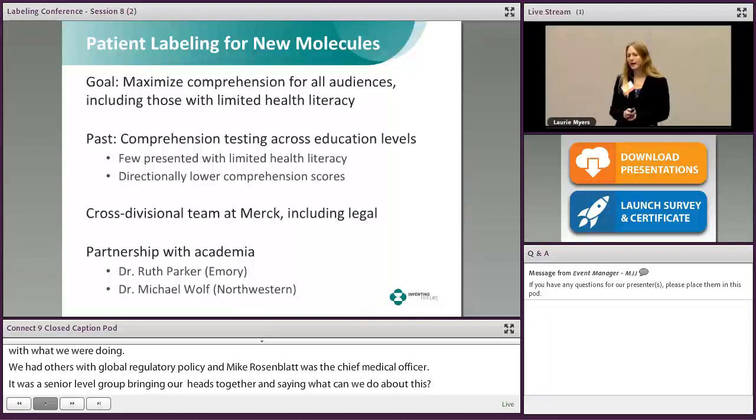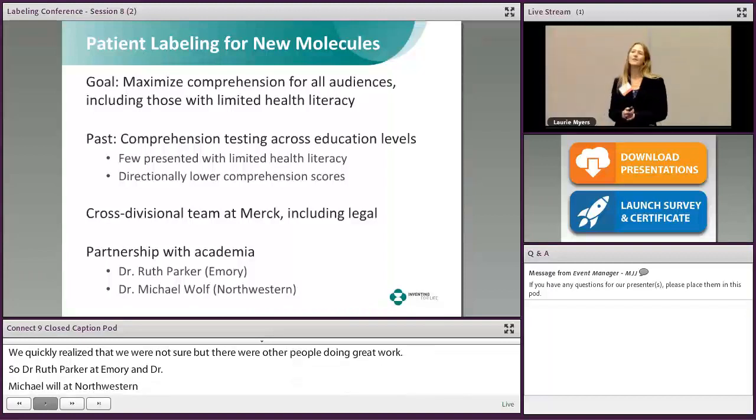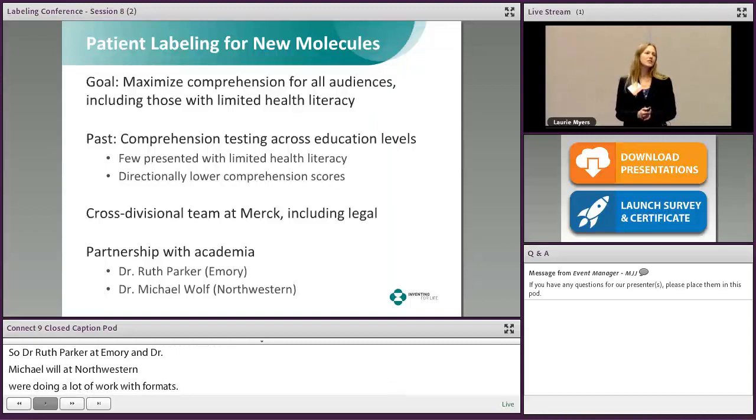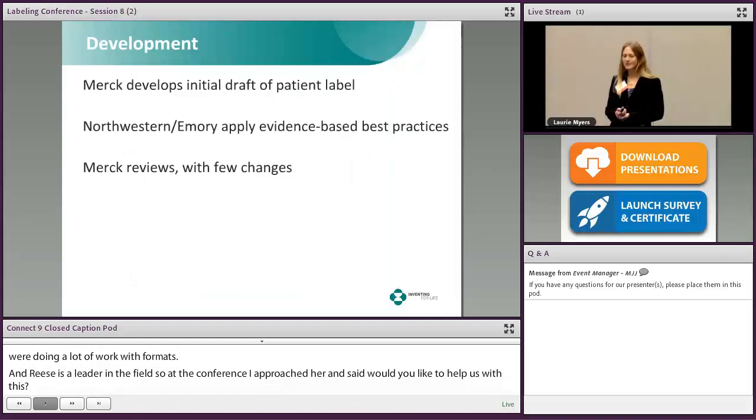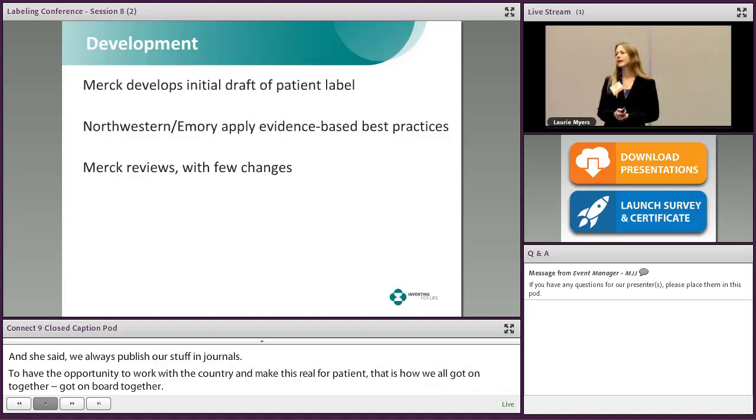So Dr. Ruth Parker at Emory and Dr. Michael Wolf at Northwestern were doing a lot of work actually around the PMI at the time with different formats. And Ruth is really a leader in the field. So at a health literacy research conference, I approached her and I said, would you ever want to help us with this? And she said, we always publish our stuff in journals, but to have the opportunity to work with a company to actually make this real for patients. And so that's kind of how we all got on board together.